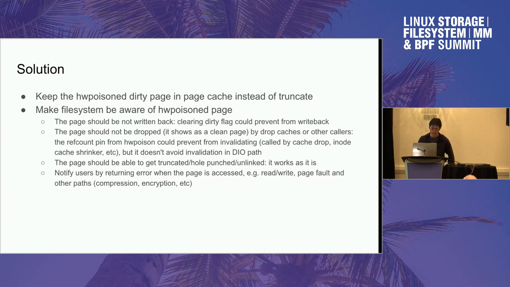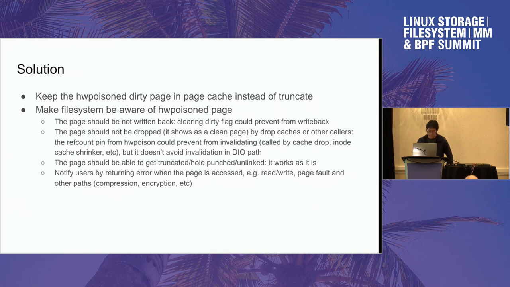So it involves some bullet points about some paths related to the page cache in the filesystem code. The first one is writeback. I think writeback is fine as long as the dirty flag is cleared. The second one is drop caches and other callers which may invalidate the page cache. We should prevent invalidating the poisoned page cache. The third one is truncate and hole punch and something similar. It should be fine to allow truncate invoked by the users, because the users explicitly request to remove the page from the page cache, which means the user doesn't care about the data anymore.